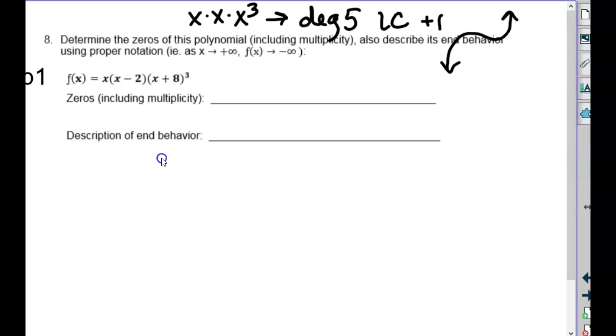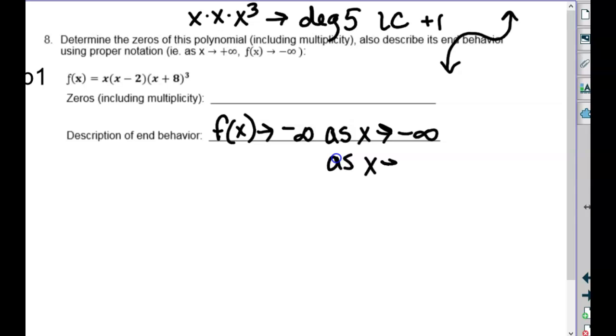So how do we describe end behavior? F of x or y is doing what as x approaches, if I wanted to say left, what do I say? As x approaches negative infinity. And what is this doing on the left? So right here I say y is going towards negative infinity.